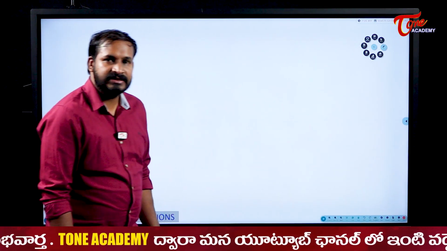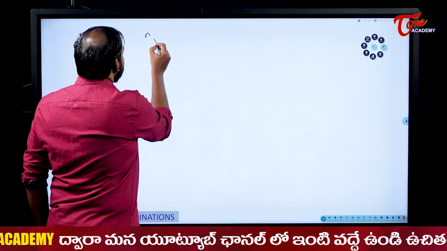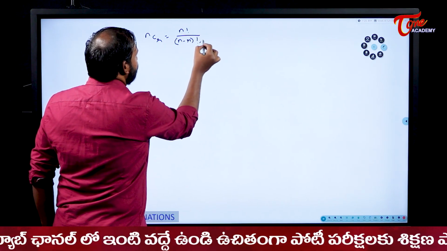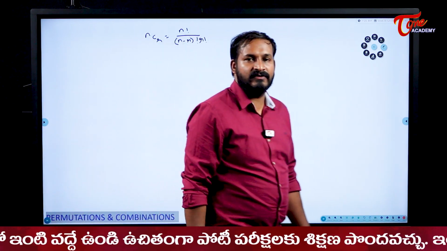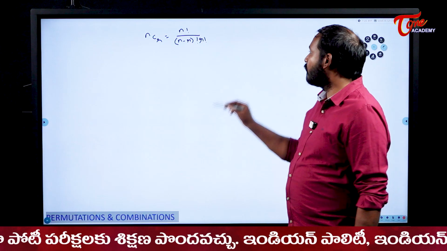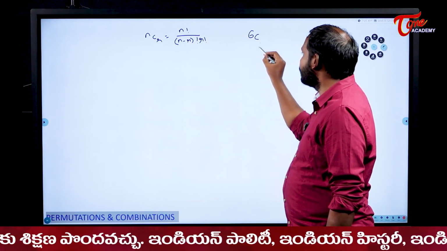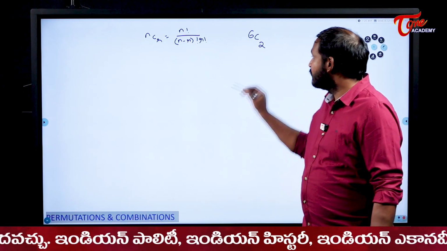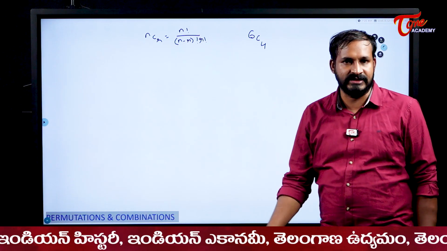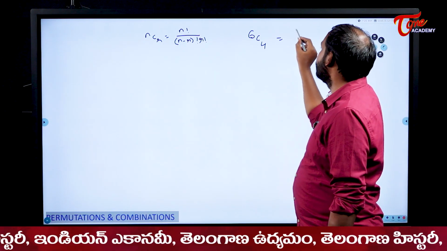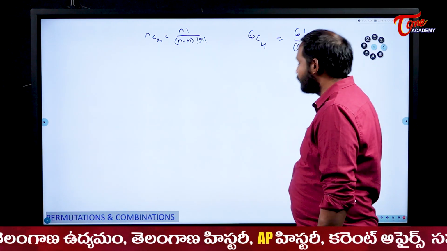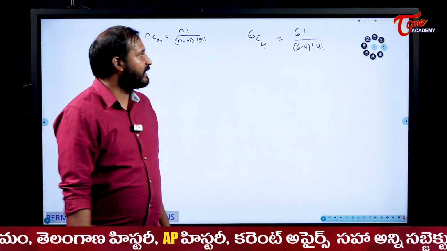Now, please see here, students. What does nCr mean? As I already told you, n factorial divided by (n minus r) factorial into r factorial. For example, if I have 6 persons and I need to select 4 persons from them, then according to the formula, from 6 I need to select 4, so I will write it as 6C4. If I substitute in this formula, it becomes 6 factorial divided by (6 minus 4) factorial into 4 factorial.